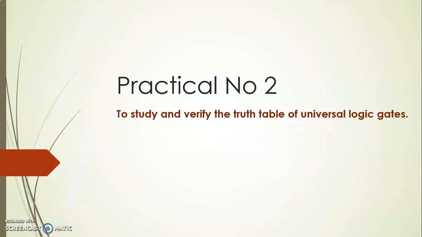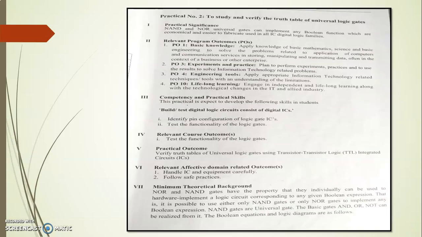Practical number 2: to study and verify the truth table of universal logic gates. In practical number 2, we can see the NAND and NOR universal gates can be used to implement any Boolean expression, which is economical and easier to use in all IC digital logic families. So, what are the NAND gate and NOR gate?